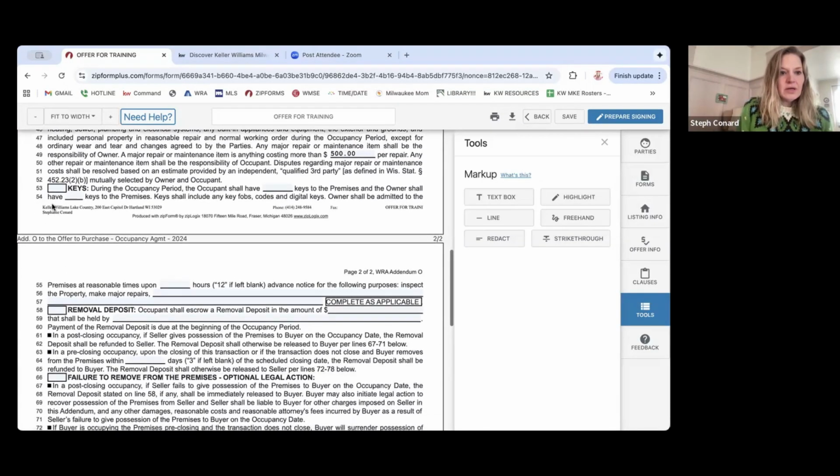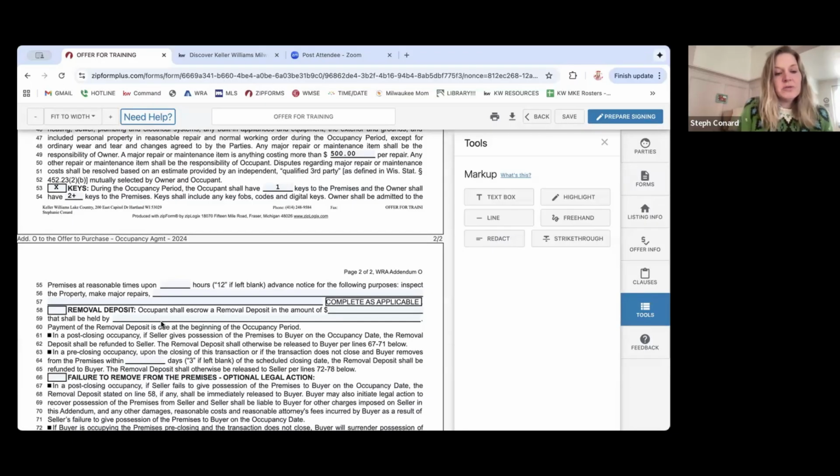Keys. So this we're just identifying how many keys each party has. So during the occupancy period, the occupant shall have, and I'm usually saying just one set of keys to the premises, and the owner shall have, and you can say two or more. I don't even know if you can put a key shall include any fobs, codes, and digital keys.